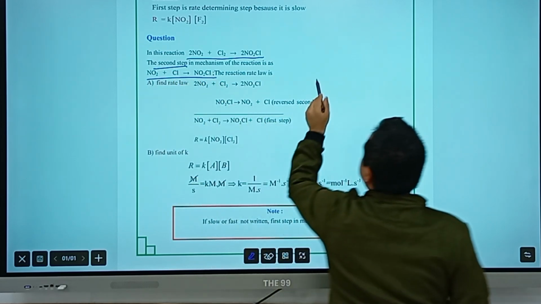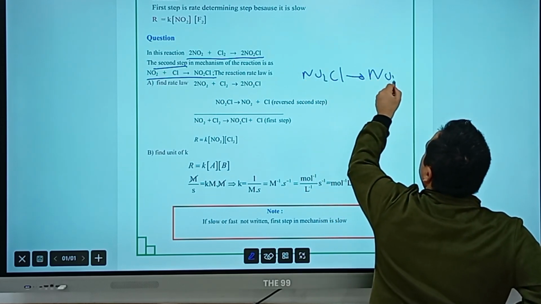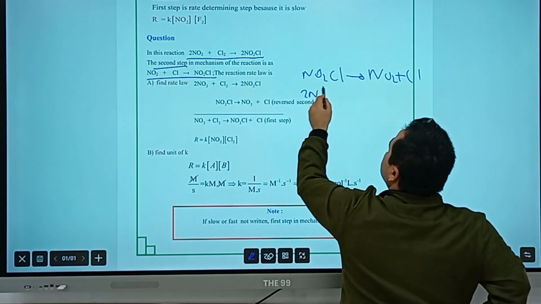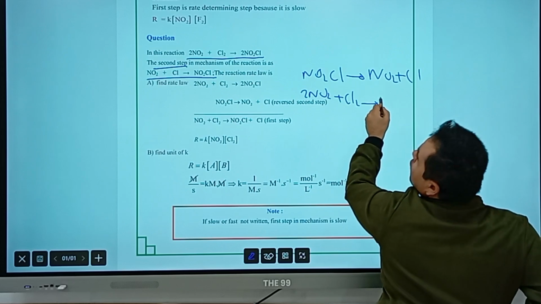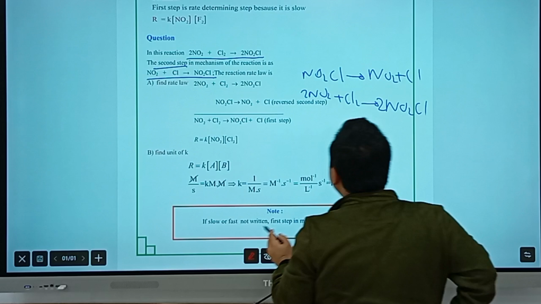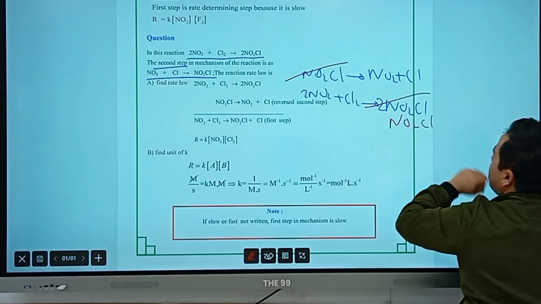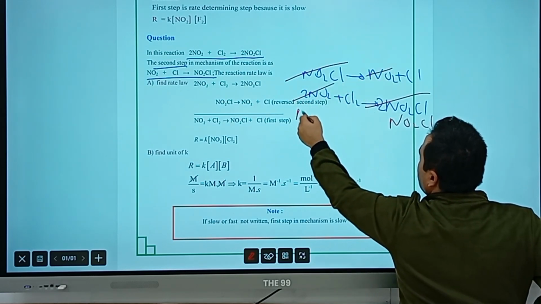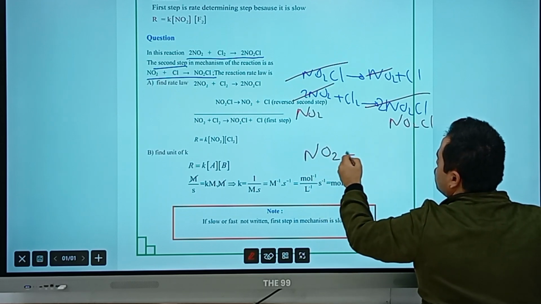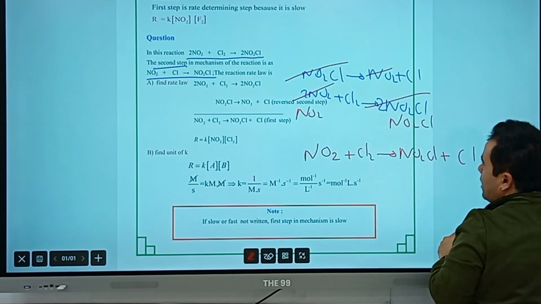Just flip the second step, which is NO2Cl produces NO2 plus Cl, and add it with the main equation, which is 2NO2 plus Cl2 to form 2NO2Cl. Let us add these together, and we will get the first step. NO2Cl with 2NO2Cl, 1 NO2Cl remains. NO2 with 2NO2, 1 NO2 is the remainder. There is nothing else to be cancelled, so the step is NO2 plus Cl2 to form NO2Cl plus Cl.